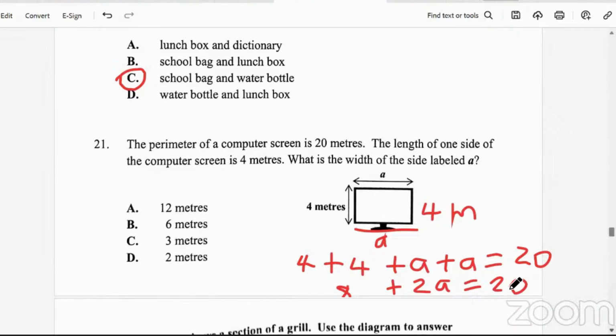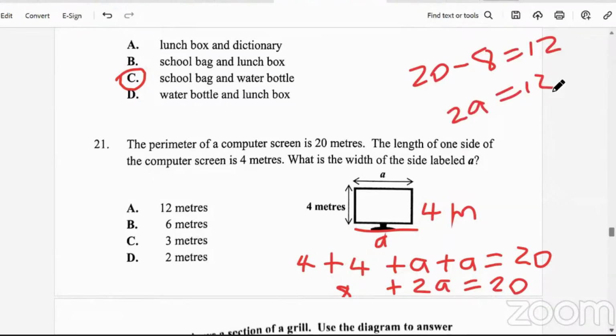This is just a reminder for some of you. All right, so 20 minus 8, I'm using up here now. 20 minus 8 equals 12. So we're saying that 2A equals 12.